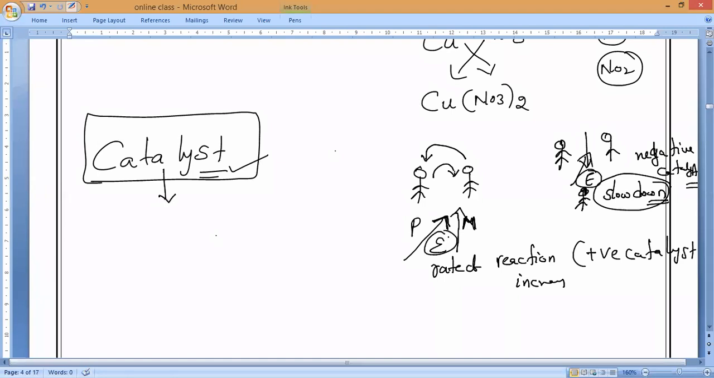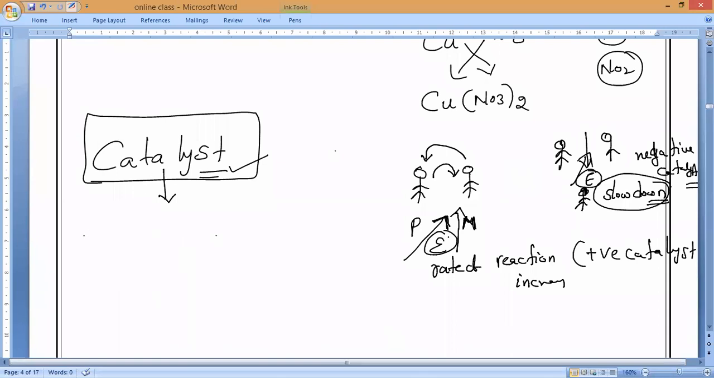So for the catalyst definition, first tell me, in both places, is Almukyl affecting anything? He is not directly involved in the reaction, but he is increasing or decreasing the reaction. Yes or no, guys? Please respond. So a chemical substance, any kind of chemical substance, which alters the rate of chemical reaction but never involves itself in the chemical reaction, is called a catalyst. Is it okay, guys?